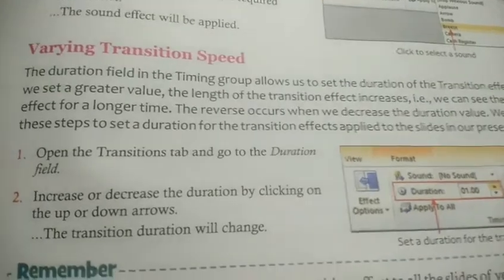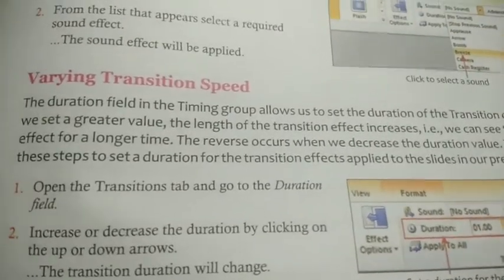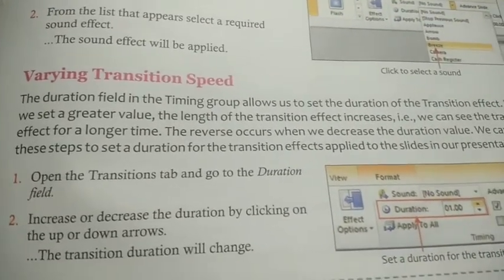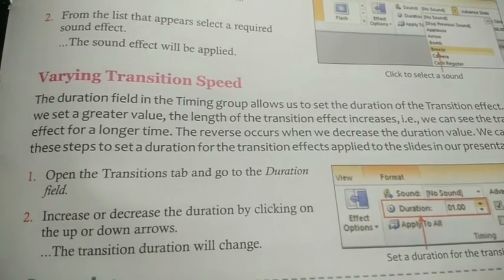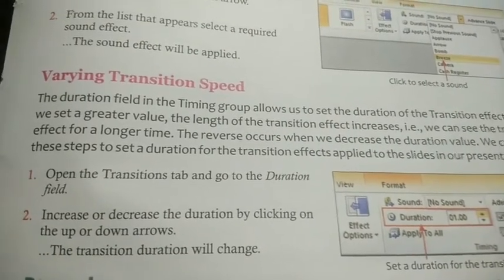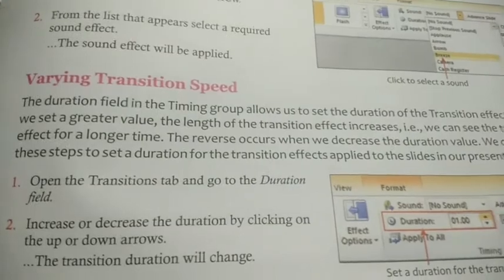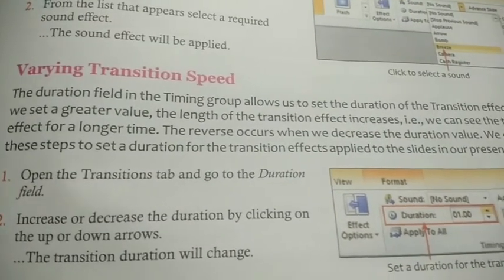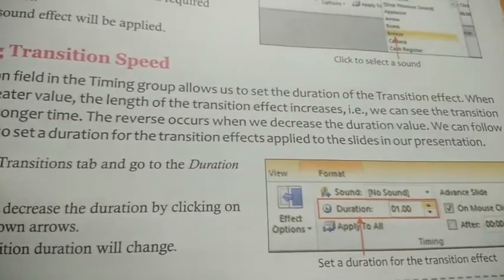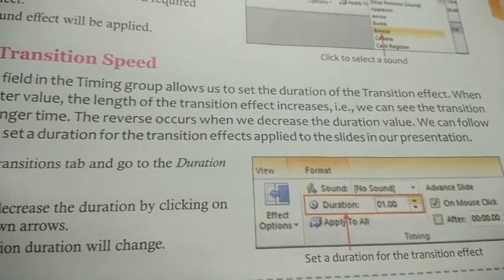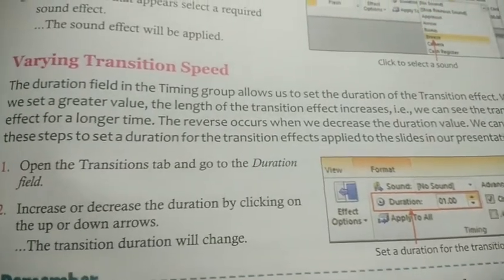So we can follow these steps to set a duration for the transition effect applied to the slides in our presentation. Number one, students, open the Transition tab and go to the Duration field. Then increase or decrease the duration by clicking on the up or down arrows. Then the transition duration will change.